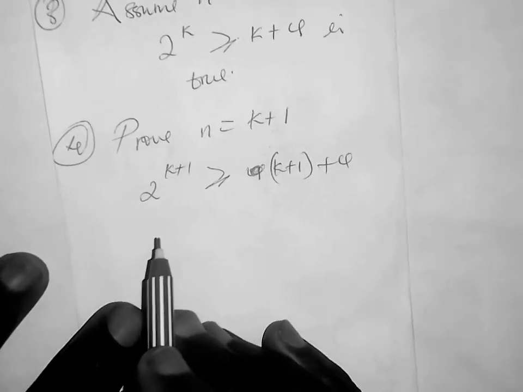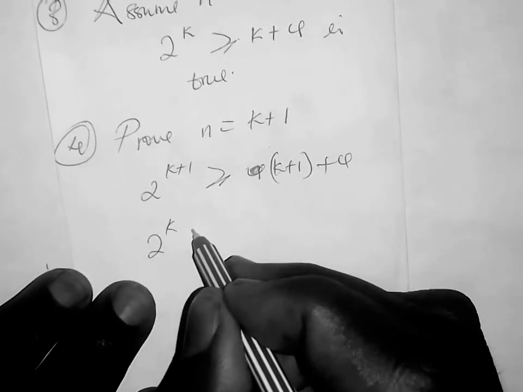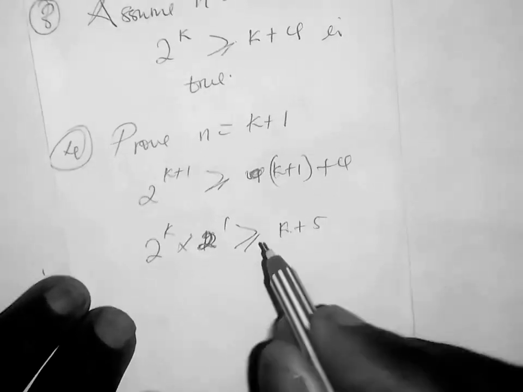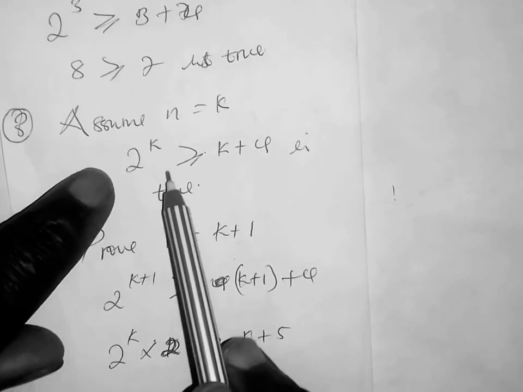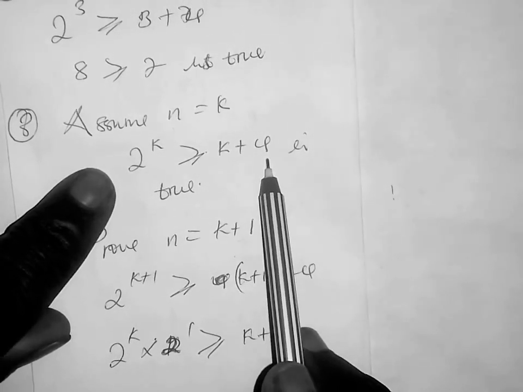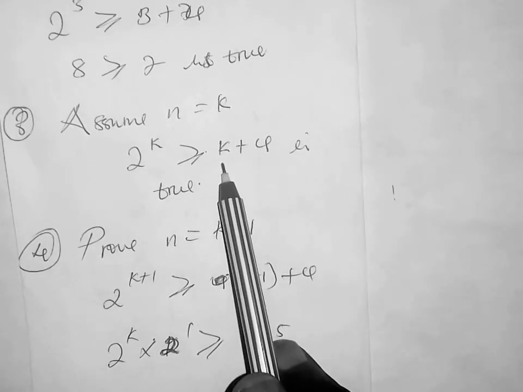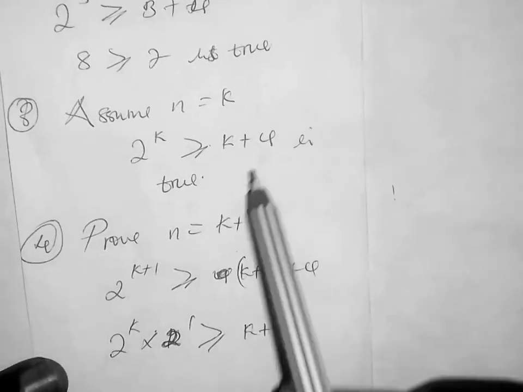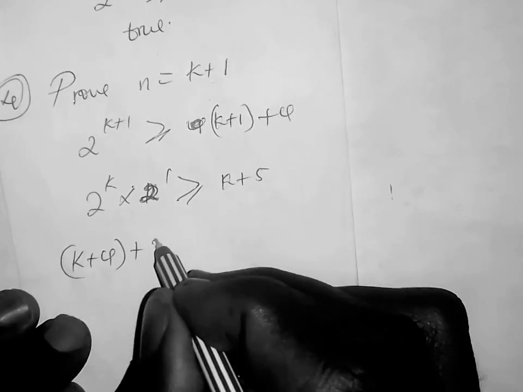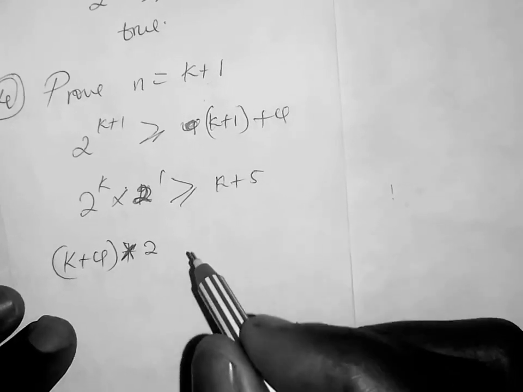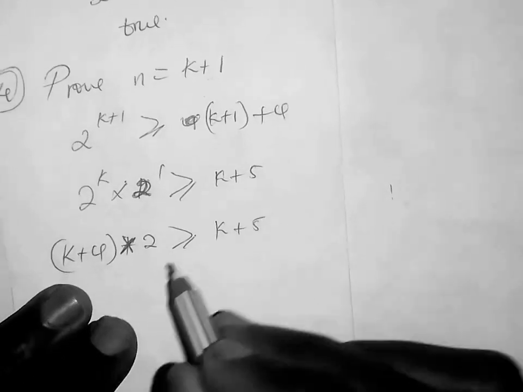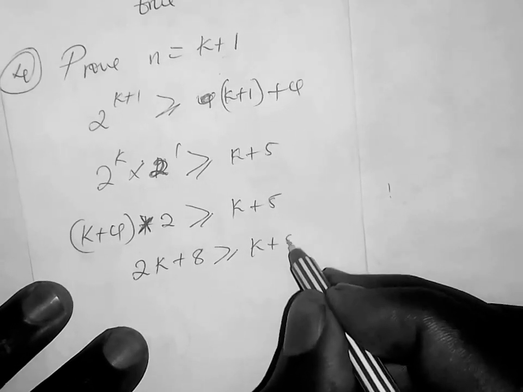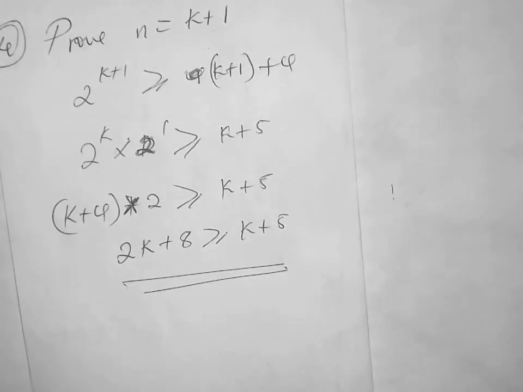So under indices, you agree with me, this will be 2^k multiplied by 2^1, greater than or equal to k + 5. In our assumption, if n = k, then 2^k is greater than or equal to k + 4. And you agree with me, that means 2^k is either equal to k + 4 or something bigger than k + 4. So in this case, we're just going to take k + 4, times 2, greater than or equal to k + 5. If you multiply this out, this will give you 2k + 8 greater than or equal to k + 5. And this is true. Whatever value you put in, this will be true.